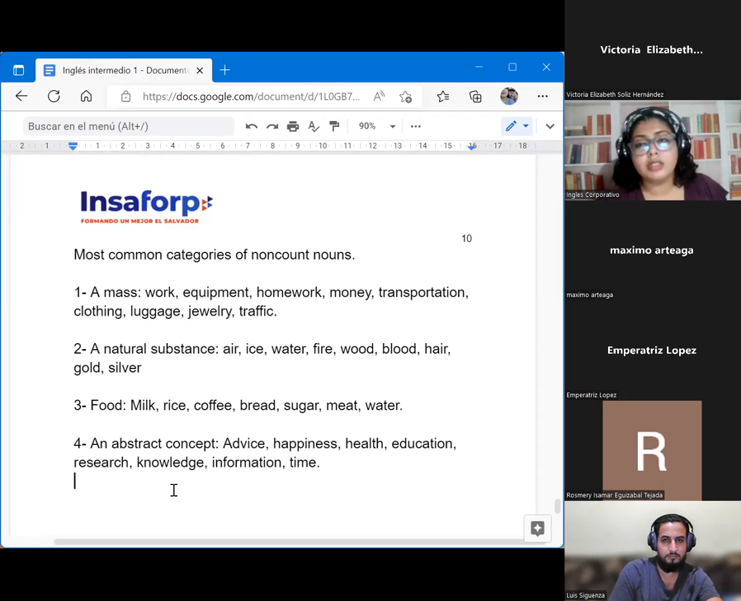The knowledge, we cannot count how much knowledge we have in our brain.